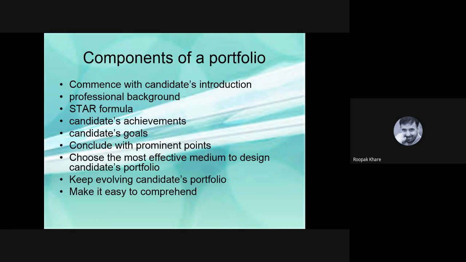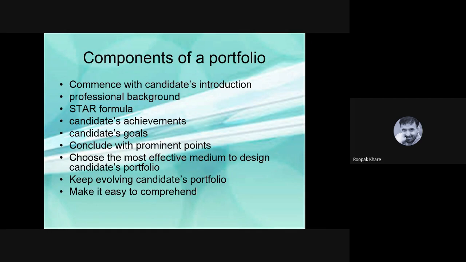What should be there in a portfolio? You should begin with the candidate's introduction and professional background. Then there is something called the STAR formula. I had mentioned this earlier also. It is very useful. I'll explain that once again in coming slides, but there should be a STAR formula here. Then the candidate's achievements should come, his or her goals should come. Conclude with prominent points. You give all that information, and whatever is crucial about you should be correlated and matched with the job you're looking for or the company you're applying with, right? So the conclusion should have prominent points.